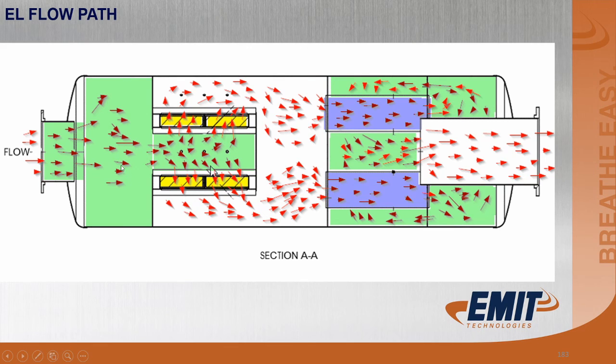And here's the exhaust flow path on an EL housing. So the gases come down the middle. Gases come down the middle, and then they go through the catalyst elements and out through the silencing tubes and chambers of the silencing housing. You see the bulkhead here on this end.